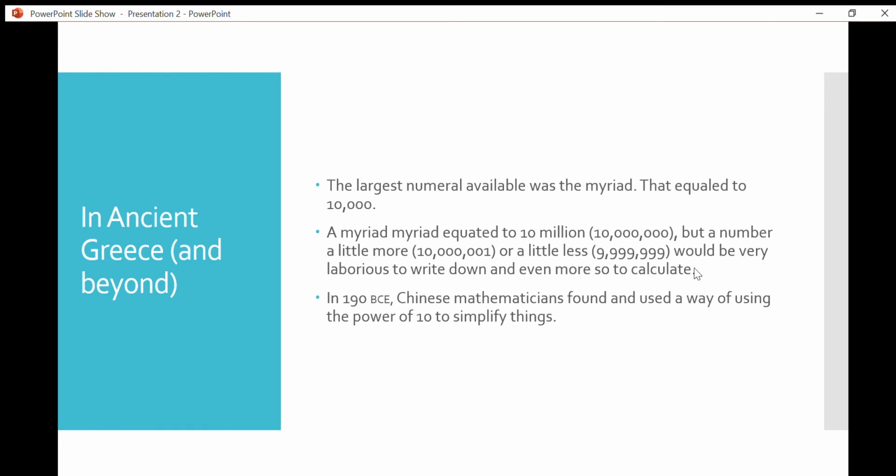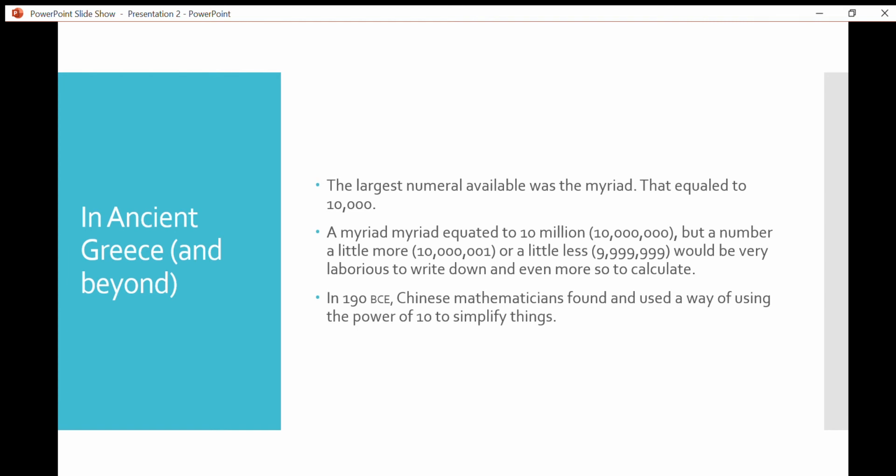And a trillion is 10 to the power of, let's see, a billion is 10 to the power of 9, so a trillion is 10 to the power of 12. So that's showing us that we use bigger numbers today.